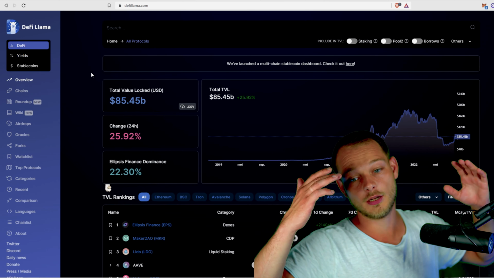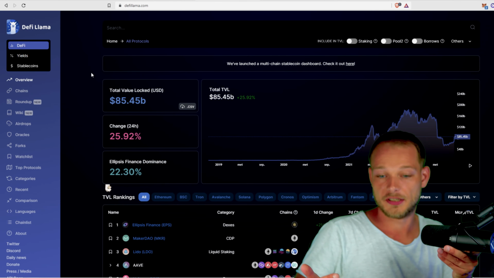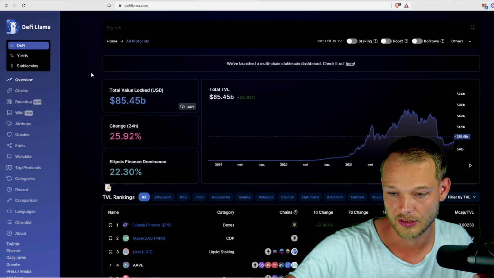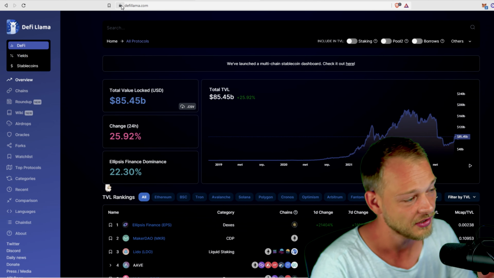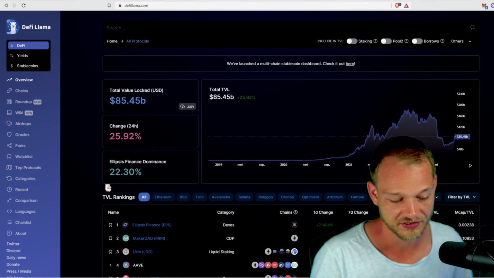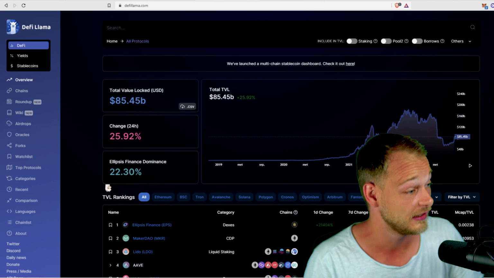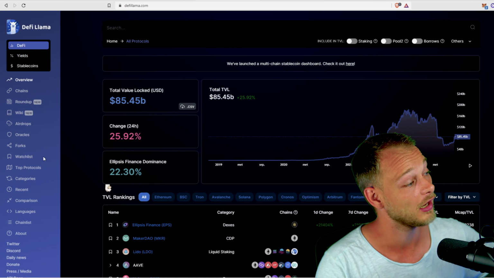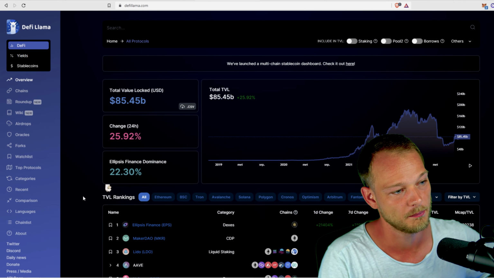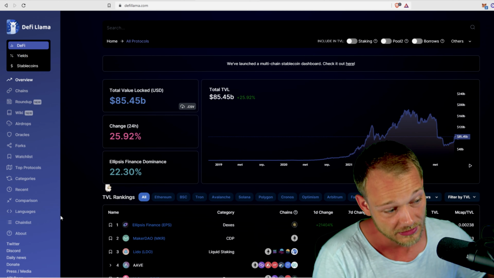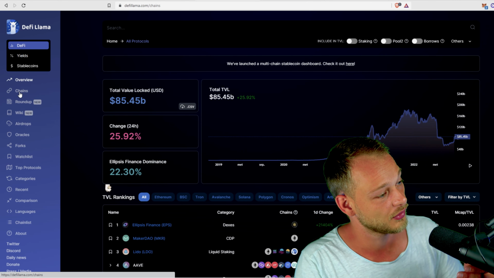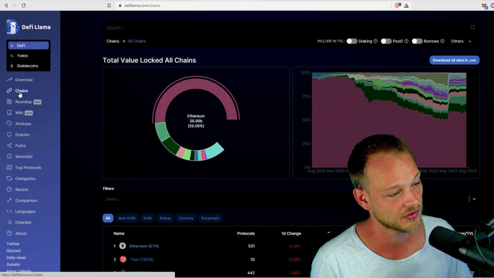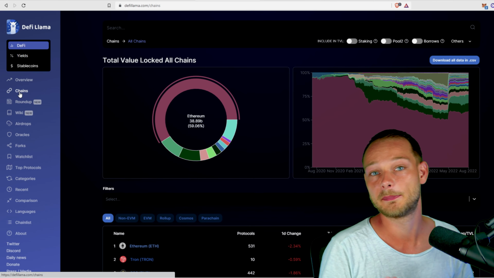Next one, this one you might probably already have heard of. If not, go check it out. Definitely, this is one of the biggest websites there is, Defi Llama, and this is giving you a nice DeFi overview. There is a lot you can check out right here, but what is mainly most important for me to check out is if you go to chains, you can see what chains there are and how the popularity is.